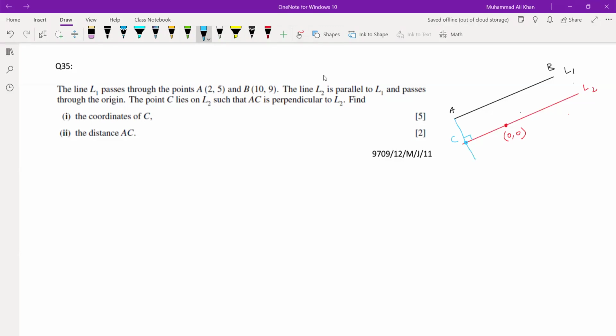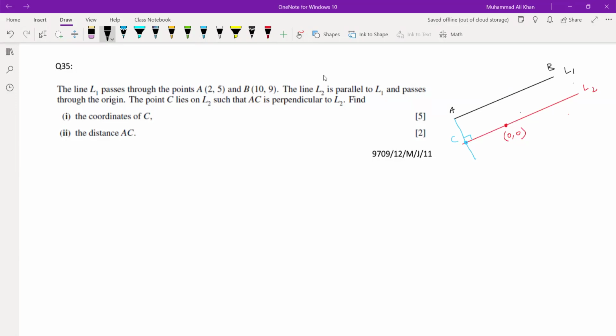This is the diagram. Right? Any confusion in the diagram? No. Now, first, we have to calculate the coordinates of C.